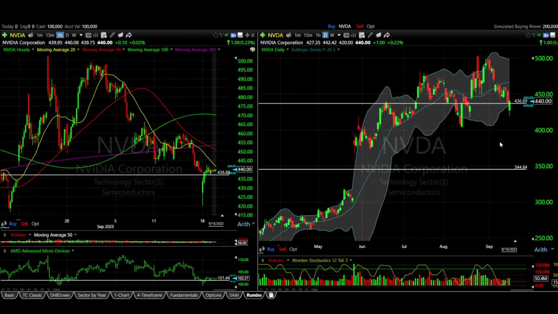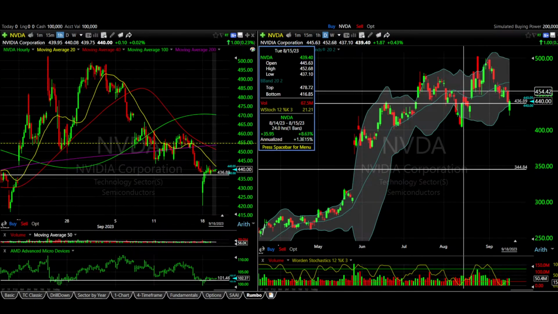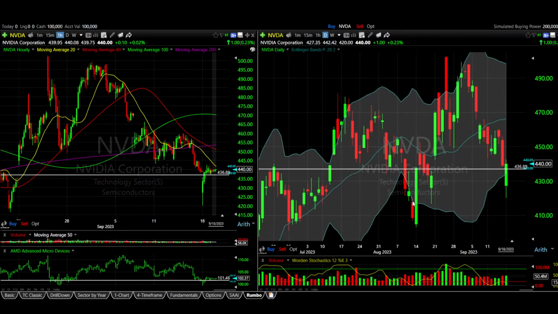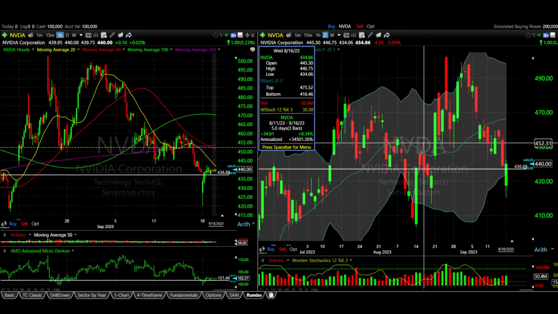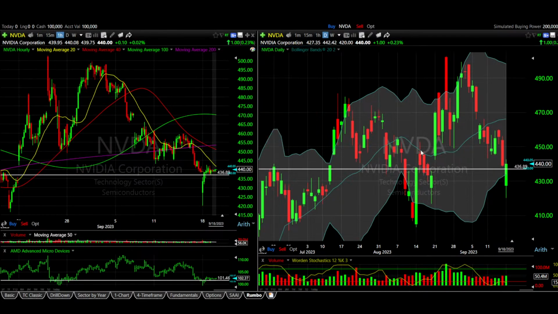Alright, so with NVIDIA, as you can see, same thing happened. Middle line to edge, edge to middle line. You can see a green candle comes up and it goes all the way to the middle line, which of course is where you sell. And it goes from 418 to 448. It's about a 30-point call.